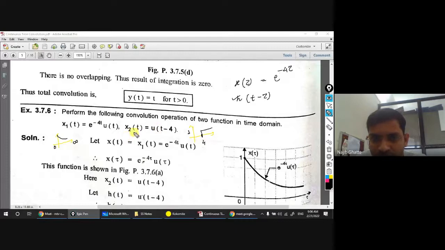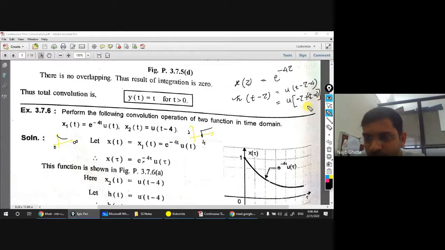If I talk about x2 of t, that is my h of t minus tau, I simply need to replace t with t minus tau. So now the answer will be u of t minus tau minus 4. Okay, t minus tau minus 4. Now this can be written as u of minus tau plus t minus 4. Why, sir? Why do I need to write it like this, minus tau plus t minus 4?